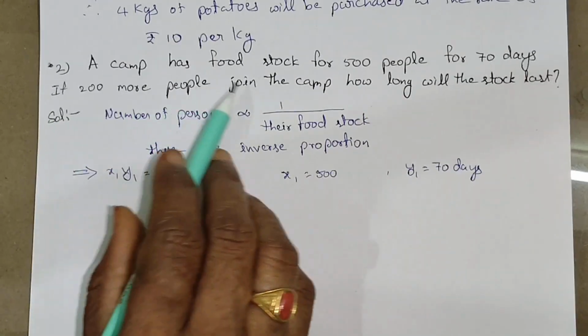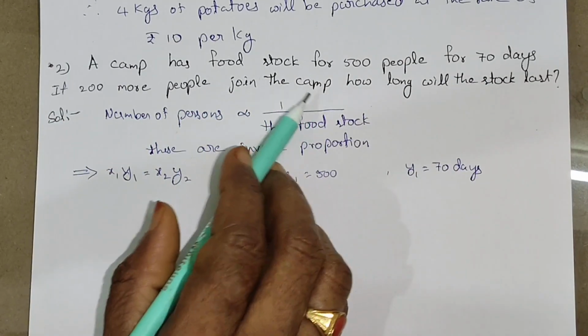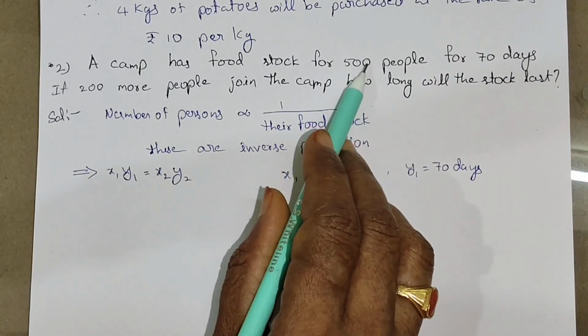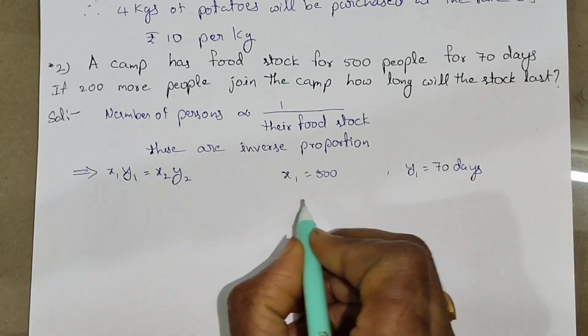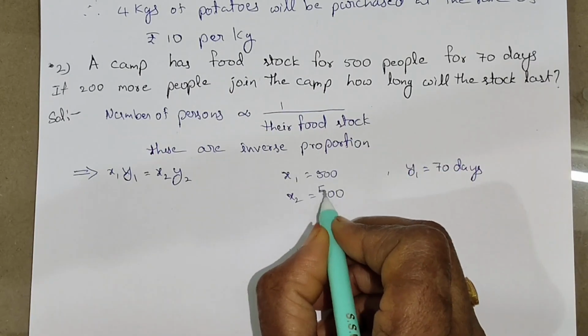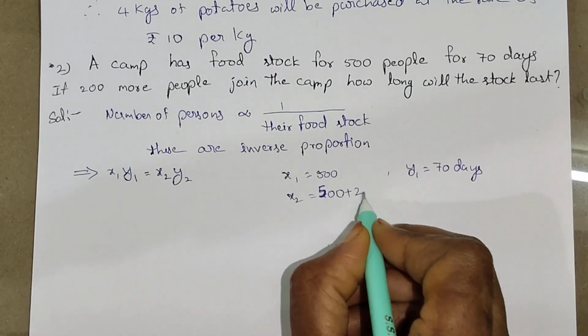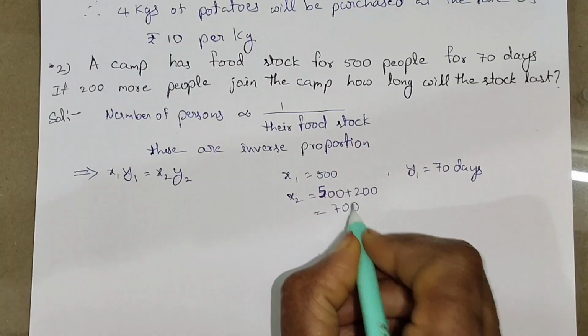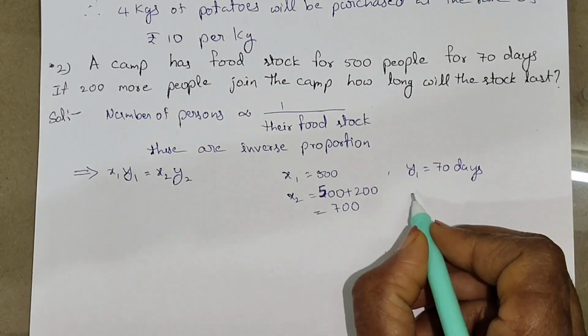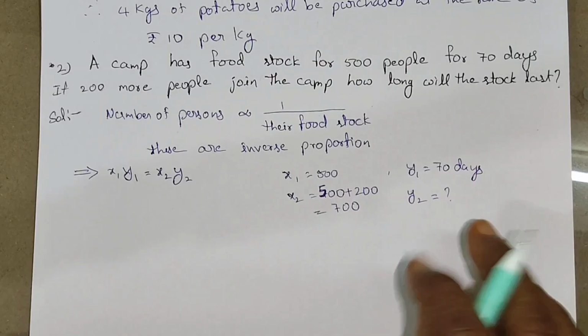If 200 more people join the camp, that means if 500 are already there, 200 more join, so 500 plus 200 is equal to 700. So x2 equal to 700 people in total. How long will the stock last? Here we find the y2 value.